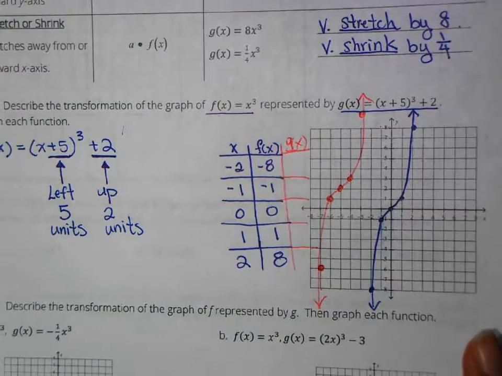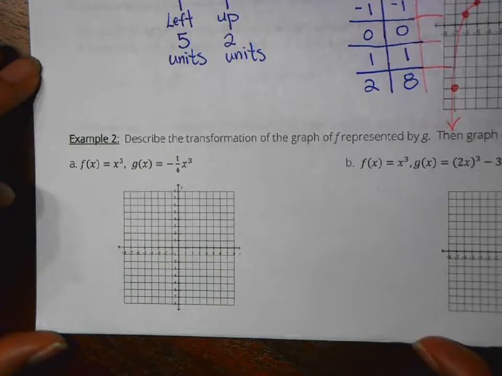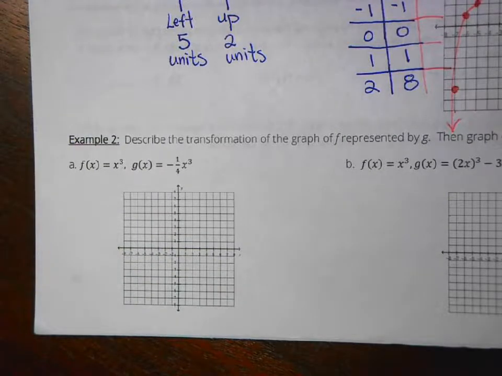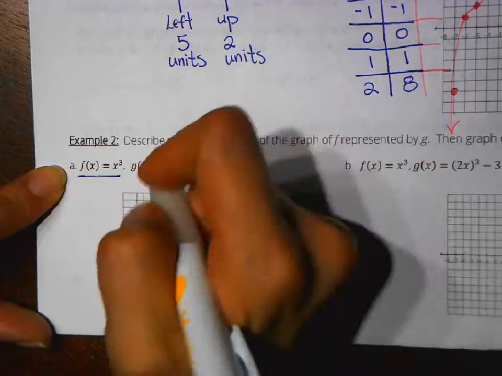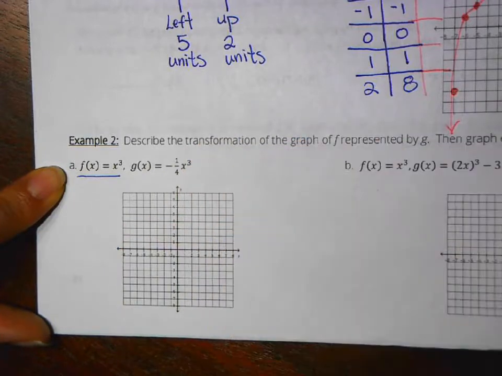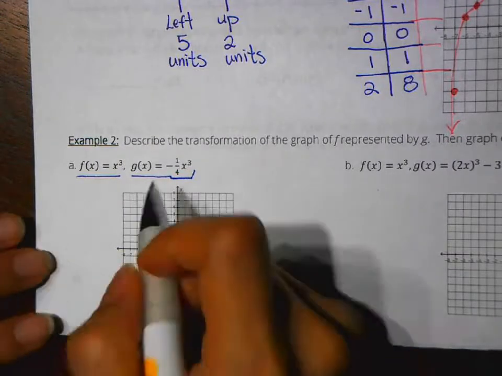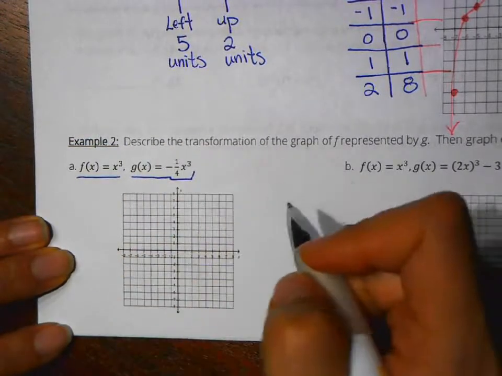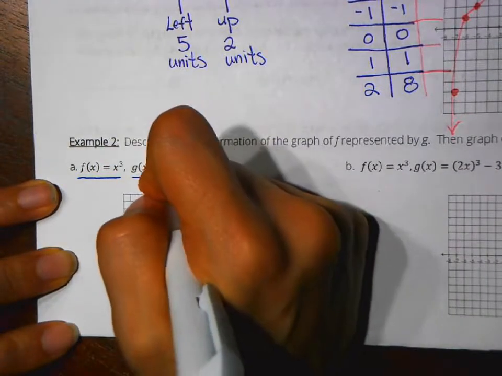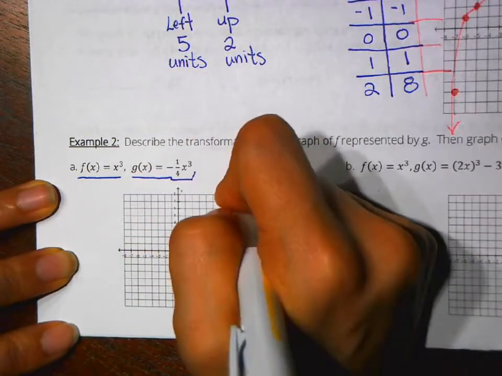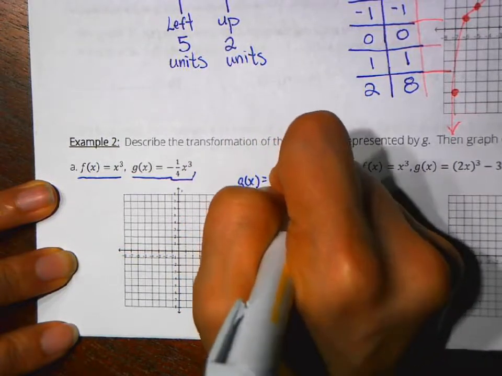If you're looking at something that has a little bit more than just moving left and right, you can look at example 2. This again is the same graph from f of x equals x cubed, my parent function, to g of x equals negative 1/4 times x cubed. There are two transformations here, right? So let's describe the transformation first. Let me write down the equation. g of x equals negative 1/4 x cubed.